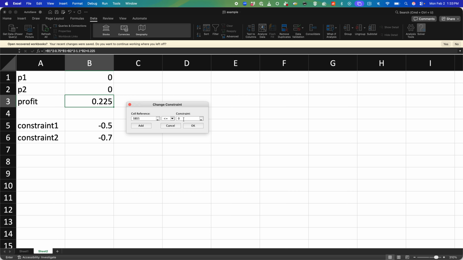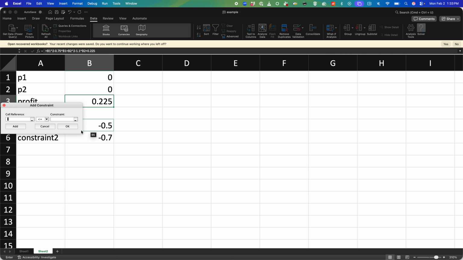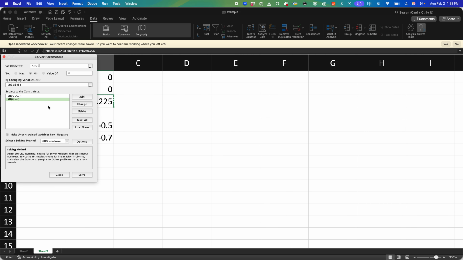So, okay, so I can add my constraints. So that's the inequality one, and then I have the equality one here, where I reference the particular cell. I change this to equal to and 0, and then I already added it, so I'm not going to press OK, but yeah, so I now have my two constraints. Okay?